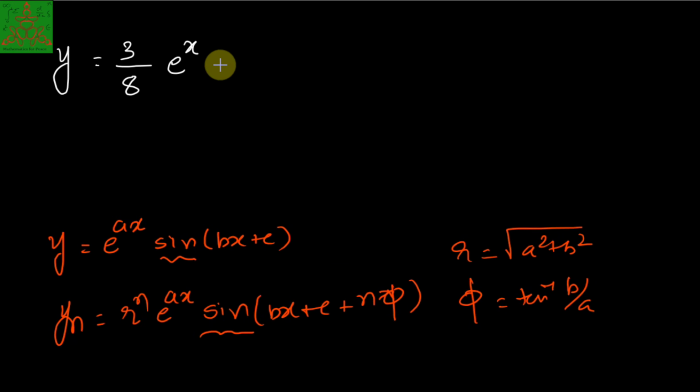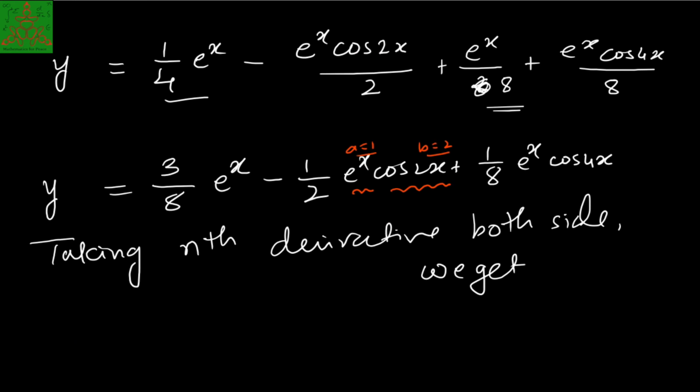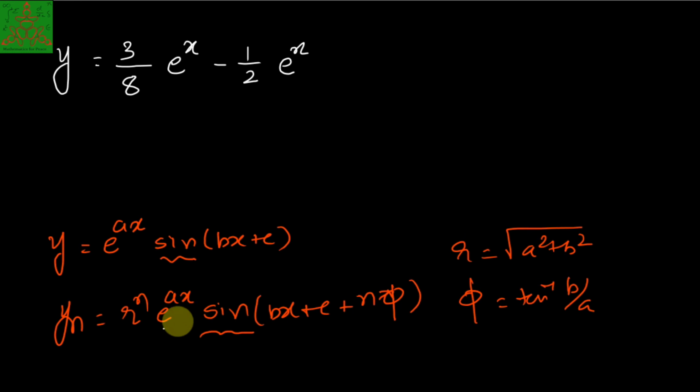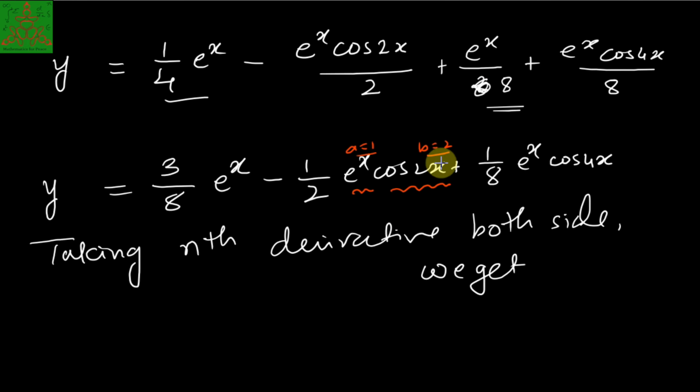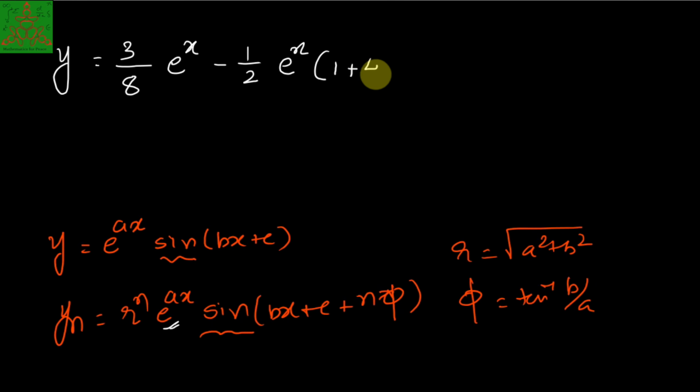So it will be minus 1 by 2 e power x as it is, which we have here, a is 1. Now r, which is a square plus b square, so it is 1 square, which is 1 plus b square. The value of b is 2, so it is 4 raised to n by 2, because r is square root of a square plus b square raised to n. So it is n by 2.